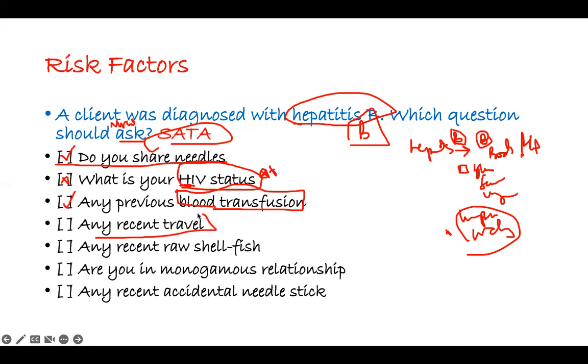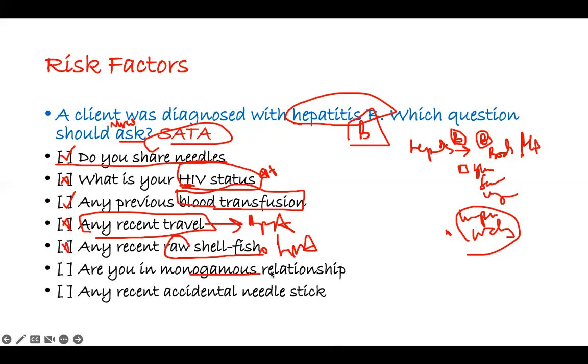Any recent travel? Well, there's nothing based on the pathophysiology, whether blood, semen, vaginal, IV drug use, so you can eliminate it. This is for hepatitis A. With recent travel, they go out and drink contaminated fluid, or they go to a place where they don't wash their hands. Yeah, they get Hep A, not Hep B. Any recent raw shellfish? Based on our pathophysiology, we don't see raw shellfish. Raw shellfish is a common transmission of Hep A. You get hepatitis A, so that's wrong.